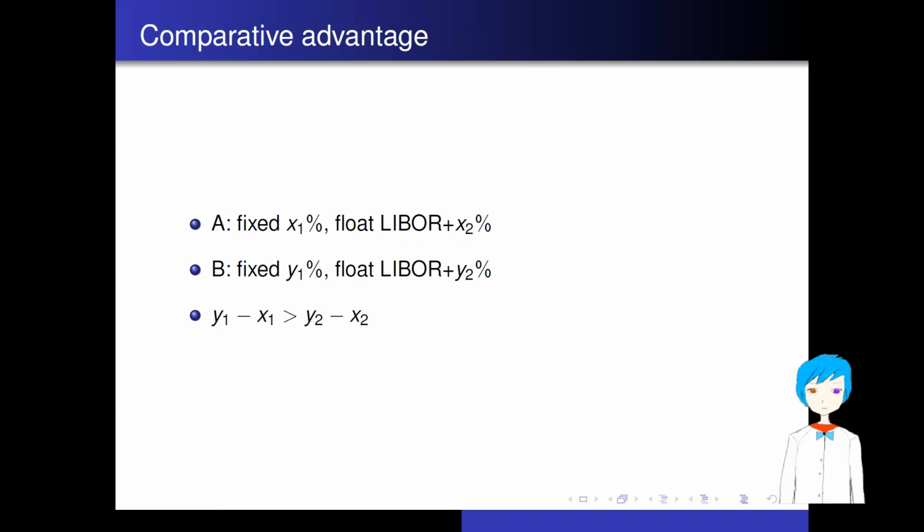So if y1 minus x1 is bigger than y2 minus x2, then company A and company B could sign into a swap agreement. B could borrow from the outside lender at LIBOR plus y2, and by using the swap, it could pay a fixed rate and receive a floating rate from company A.